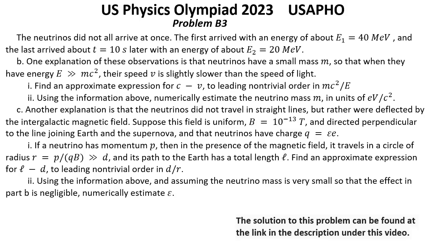Question 1. If the neutrino has momentum p, then in the presence of the magnetic field, it travels in a circle of radius R equal p over QB, which is much greater than d, and its path to the Earth has a total length L. Find an approximate expression for L minus d to leading non-trivial order in d over R. Question 2. Using the information above and assuming the neutrino mass is very small so that the effect in part B is negligible, numerically estimate epsilon.